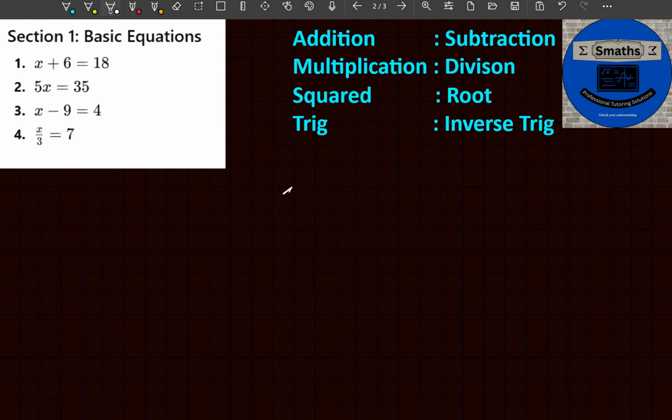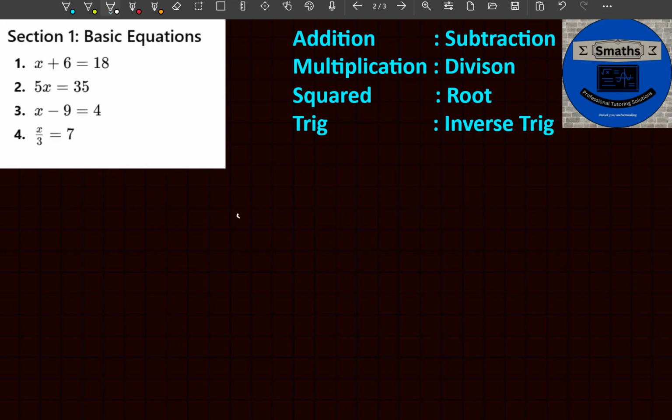Moving on, we see that 5x is equal to 35. I want to solve for x. I want to get x by itself. So what's preventing that is this 5 that is being multiplied by the x. To cancel the multiplication, we need to perform division. We divide both sides by 5. We see x is then equal to 7.